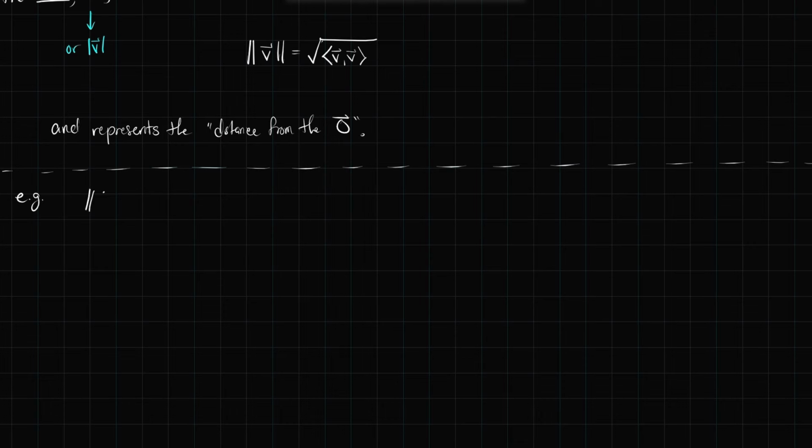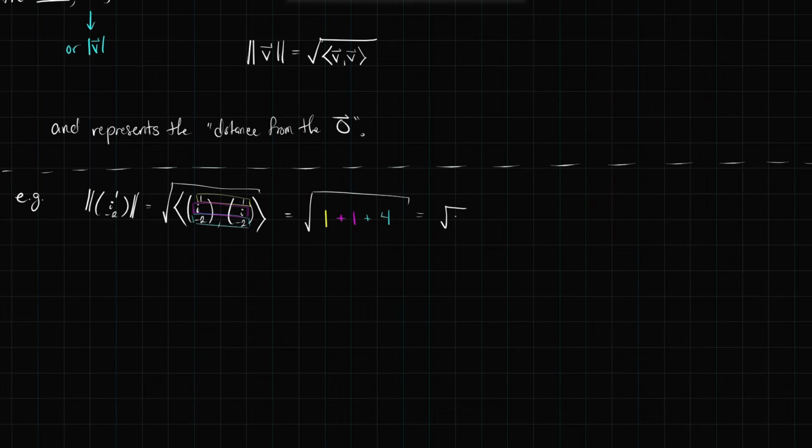The norm of the vector (1, i, negative 2) equals the square root of the inner product of the vector with itself. And what is that? Well, we're going to look horizontally across. 1 times 1 is 1. i times negative i, because of the complex conjugate, is negative i squared, so plus 1. And then we have negative 2 times negative 2, which gives me a 4. 1 plus 1 plus 4 is 6. The norm of this vector is root 6.